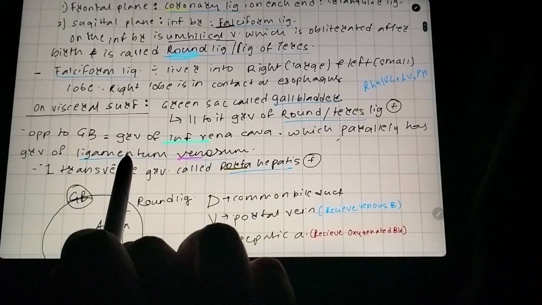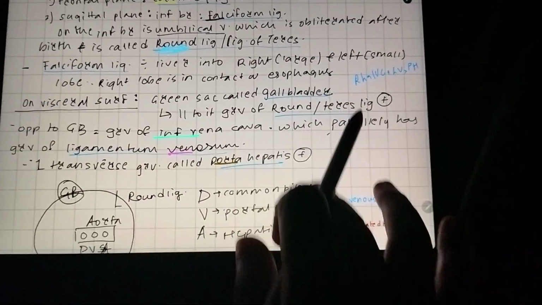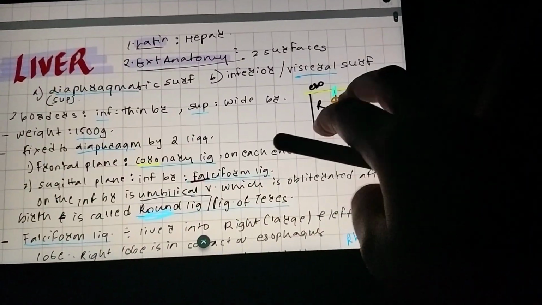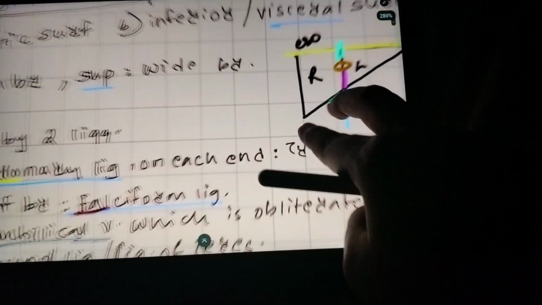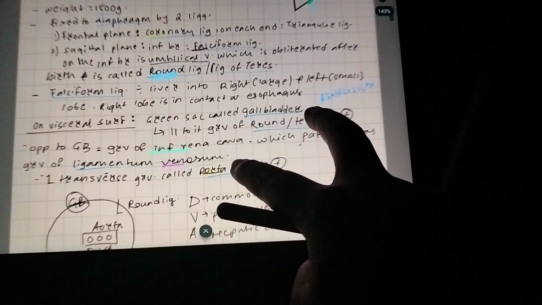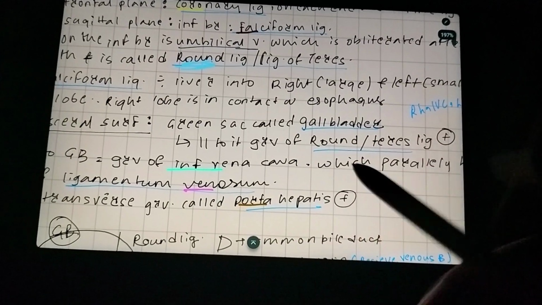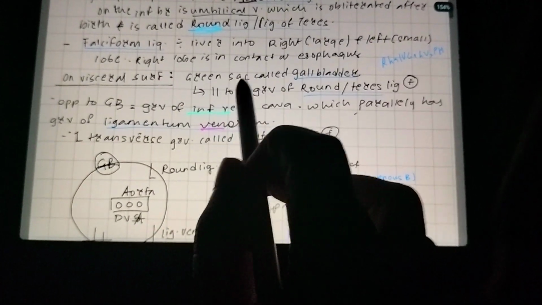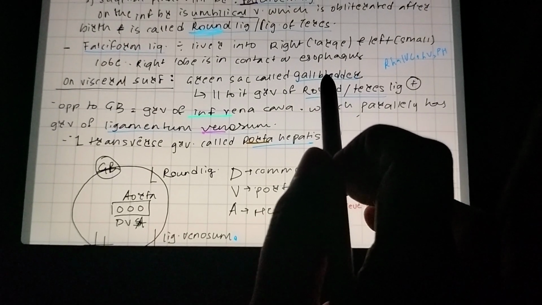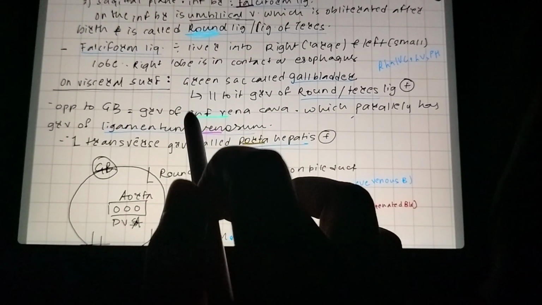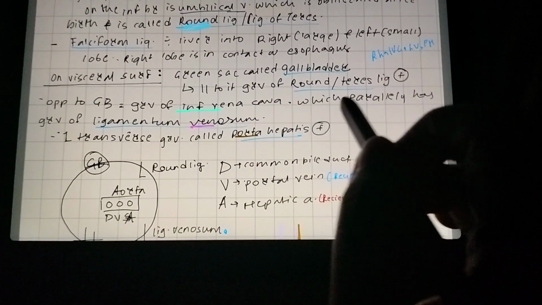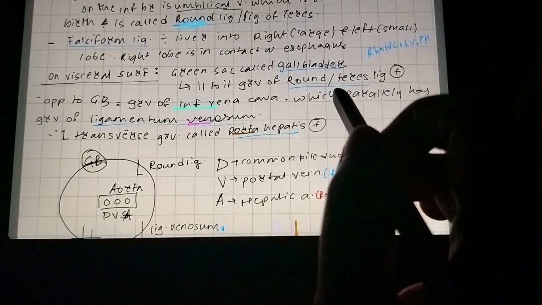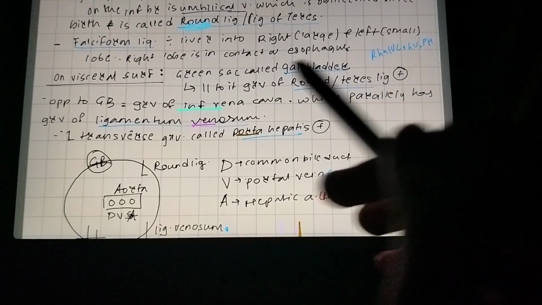Then we have the visceral surface, right here. You can check out a liver diagram; that would be easier for you. On the visceral surface, we have a green sac-like structure called the gallbladder. Parallel to the gallbladder, it has a groove, which is known as the round ligament or ligament of teres.